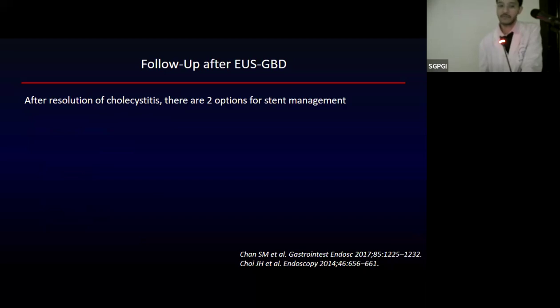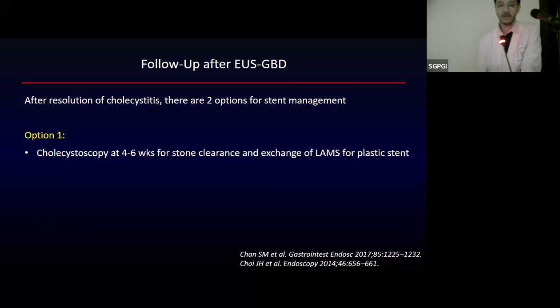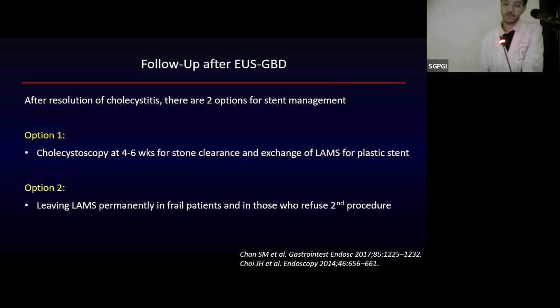After the resolution of cholecystitis, you must be wondering what to do with the SEMS that we place. There are two options. First, as discussed by sir, we can do a cholecystoscopy where we insert a thin scope into the LAMS and remove the gallbladder stones at a 4 to 6 week interval, and then exchange the LAMS with a plastic stent. Option 2 is for patients who are frail and refuse surgery; in those we just leave the LAMS in situ.